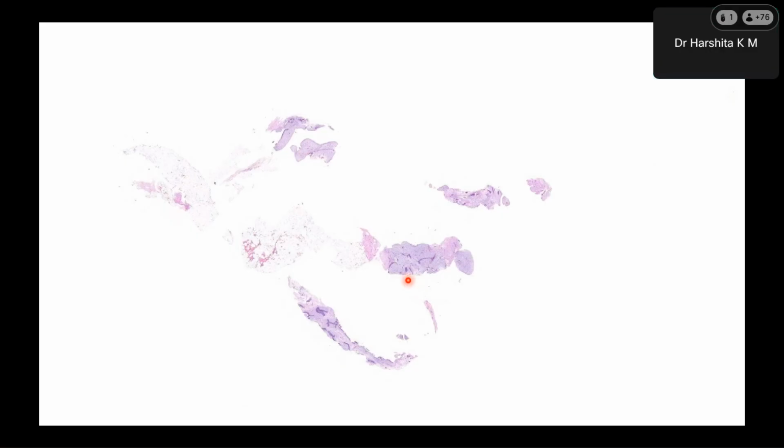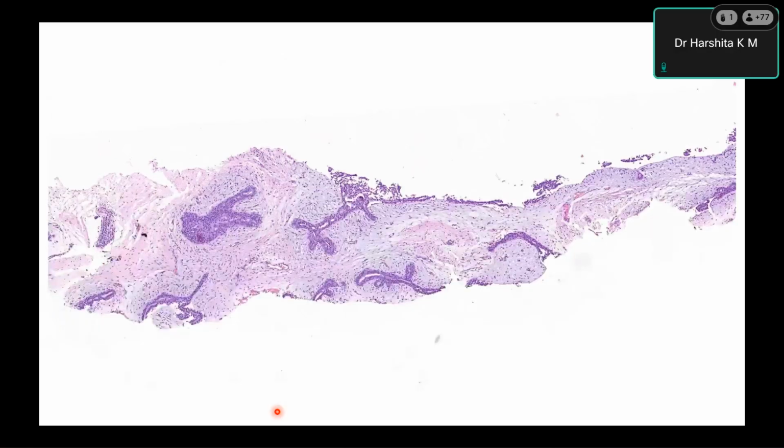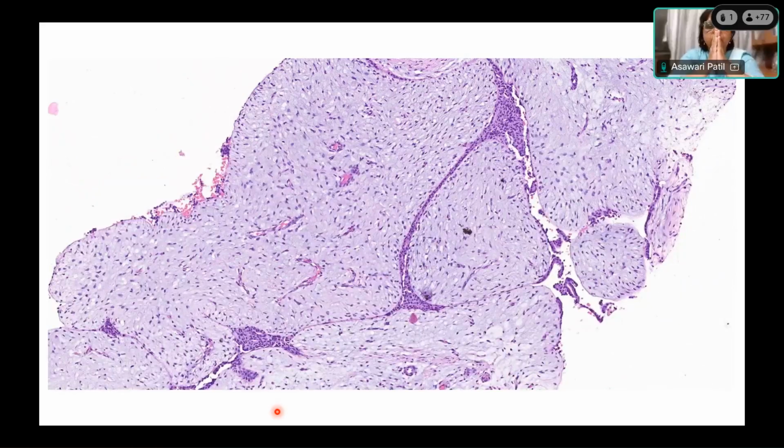Sections studied show ducts with a slit-like appearance on higher magnification. So what do you see here? Here is some fatty tissue, right? And there is some kind of tumor, right? Higher magnification. Tell me, what do you see here? Ducts are distorted to form slit-like and elongated clefts, giving an intracanalicular pattern. Okay. Stroma shows proliferation with fibrocollagenous stroma.